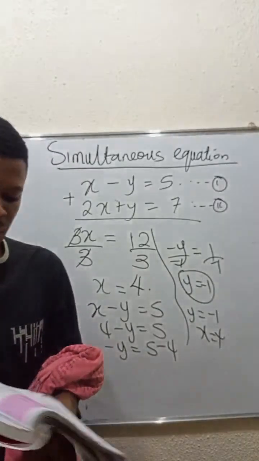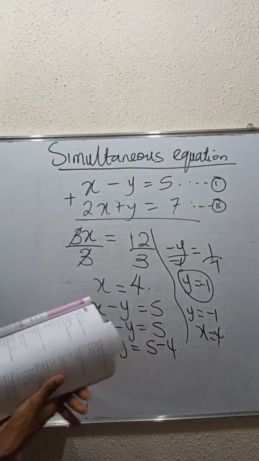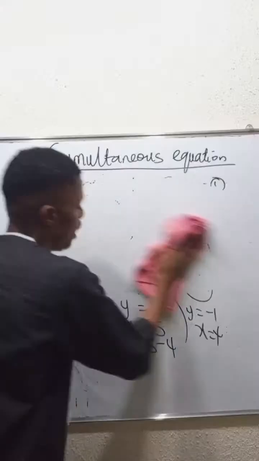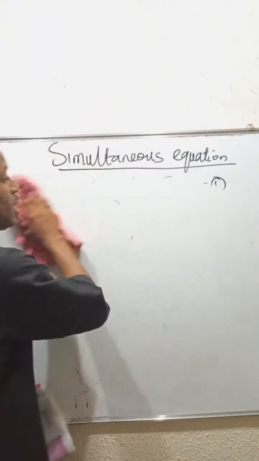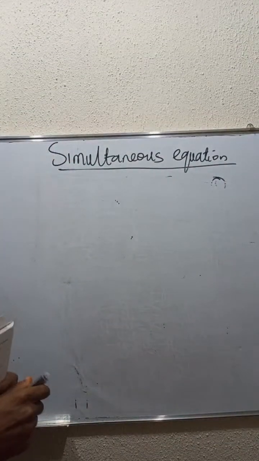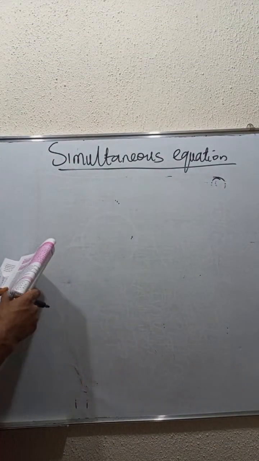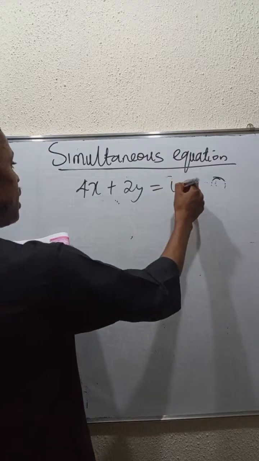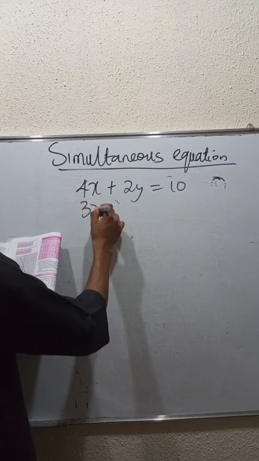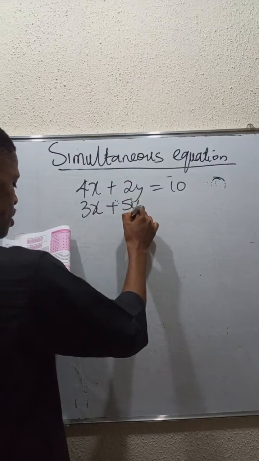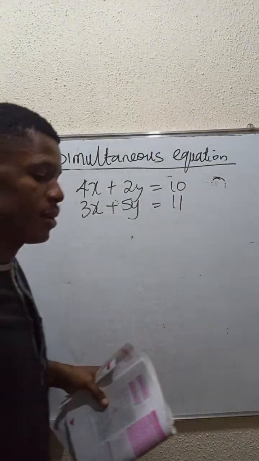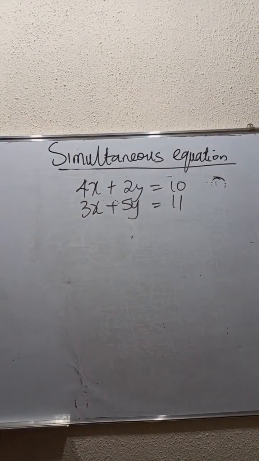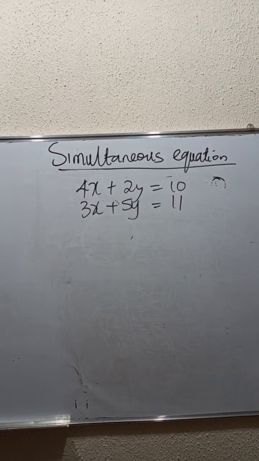Yeah, it's possible. Let's take for instance when we try to solve when the variables are not matching. At this stage, to eliminate, you have to think critically before you eliminate. So let's take, for instance, 4x plus 2y is 10 and 3x plus 5y is 11. Here you are expected to find x and also find y.